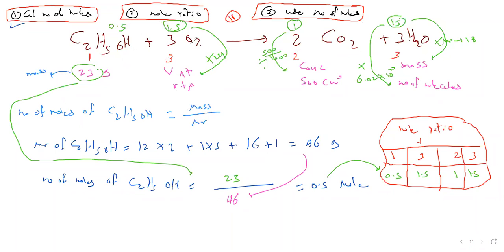After that, for the new moles, if we need to calculate the volume at RTP, we take the new number of moles multiplied by 24. To calculate concentration, we take the new moles over volume in decimeter cubed, so we make 500 over 1000, and then number of moles over volume in decimeter cubed gives the concentration. To calculate the mass, number of moles multiplied by molar mass, the mass of 1 mole, so 18 for H2O. And if you want to calculate the number of molecules, number of moles multiplied by Avogadro's.